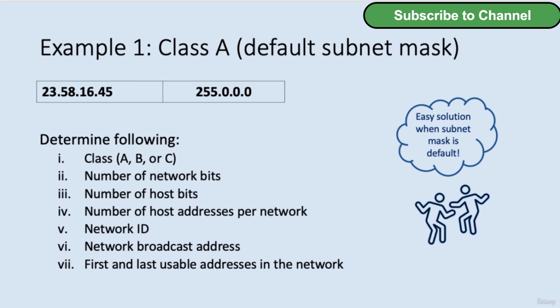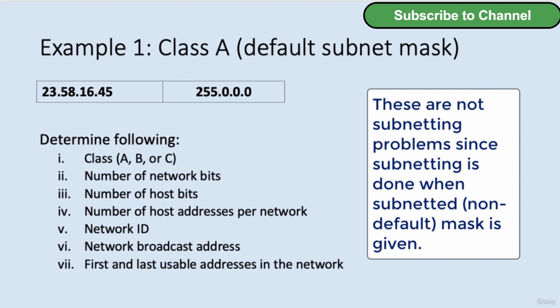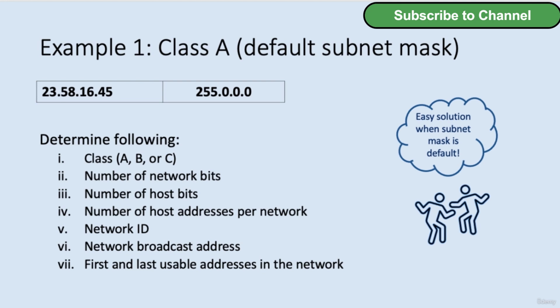In section 1, we have established a very good foundation to solve these questions quickly. Moreover, I want to tell you that this is an IP addressing problem because the mask is default. There we cannot create any subnets. Therefore, it is not a subnetting problem. So the question is 23.58.16.45 and the mask is 255.0.0.0, and the values that we have to determine are the class of the IP address, number of network bits, number of host bits, number of host addresses per network, network ID, network broadcast address, first and last usable addresses in the network.